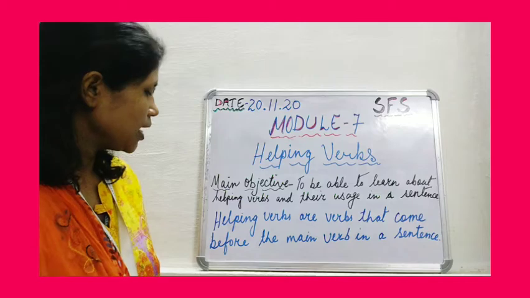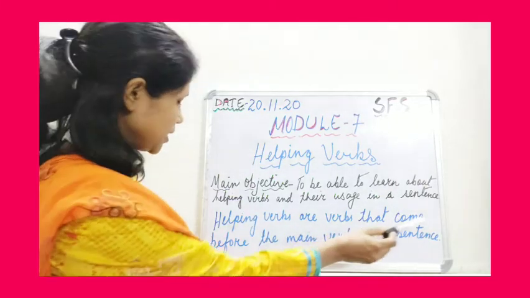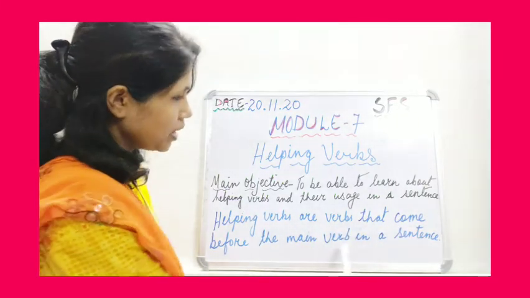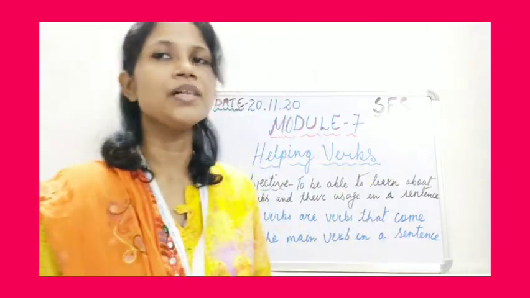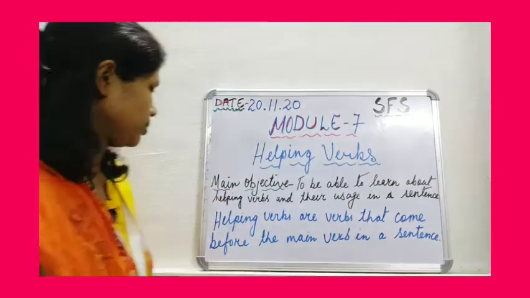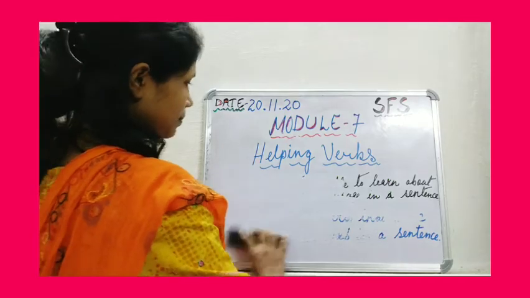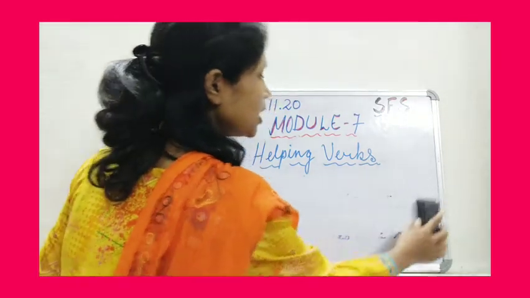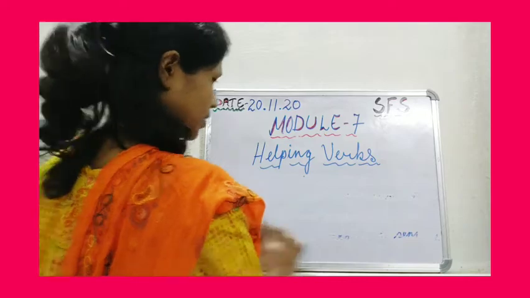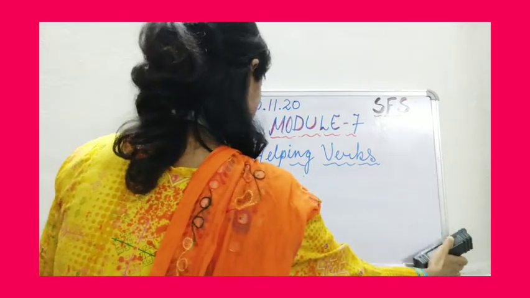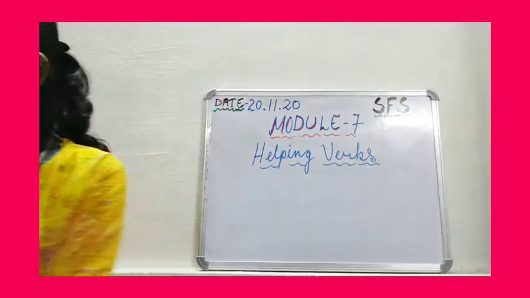Alright, so now what is the definition? Helping verbs are verbs that come before the main verb in a sentence. So these are the verbs that come before the main verbs in a sentence. Alright, so let me discuss it with the help of an example to make it more clear to you. Now I am writing a sentence for you.